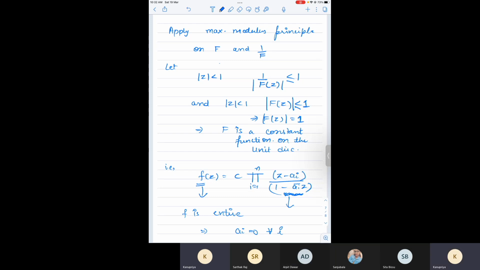Now this small f is entire and we have these singularities ai's bar in this function. So these singularities should be 0, means this ai should be 0. Is it okay? We cannot have singularities here, right?